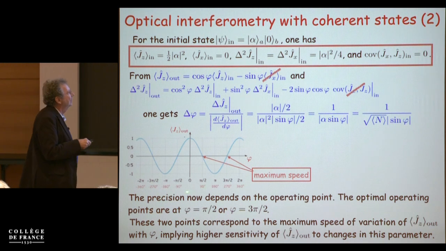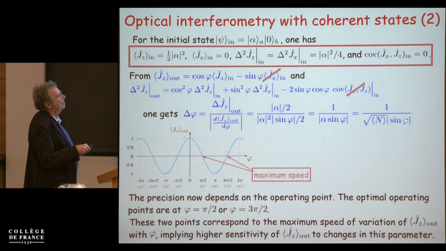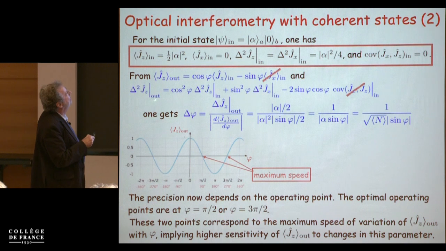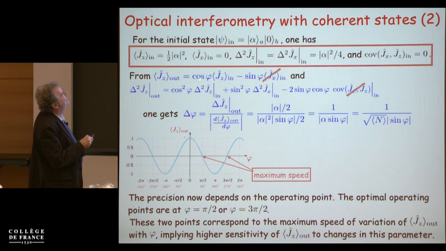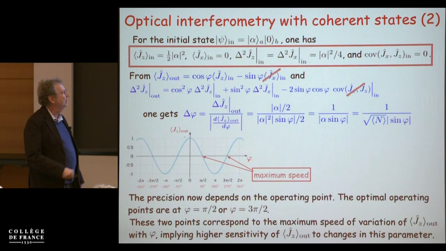So in fact, you see that the precision is better at two operating points, phi equal to pi over 2 or phi equal to 3 pi over 2, where sine of phi is equal to 1 in the region from 0 to 2 pi. And these 2 points actually correspond to the maximum variation of Jz out with respect to phi. So you see we have a cosine here. So the maximum speed of variation of Jz is here and here. So that means maximal sensitivity of the average of Jz with respect to small changes of the parameter. Okay?